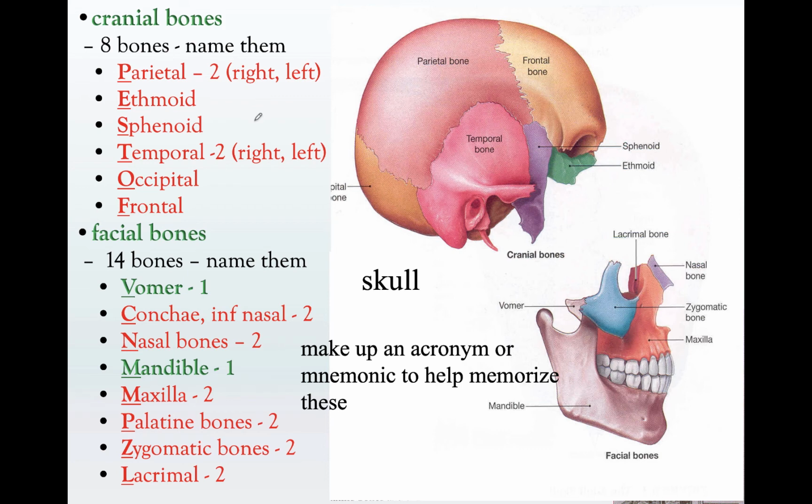And for the facial bones, well, here again, you can make up your own, but here's one that I'll throw out there for you to think about. Vanessa cannot make my pet zebra laugh. I don't know if anybody could make a zebra laugh, but there you go. Vanessa cannot make my pet zebra laugh. You make up whatever you want. I don't care. Whatever helps you to learn those bones.